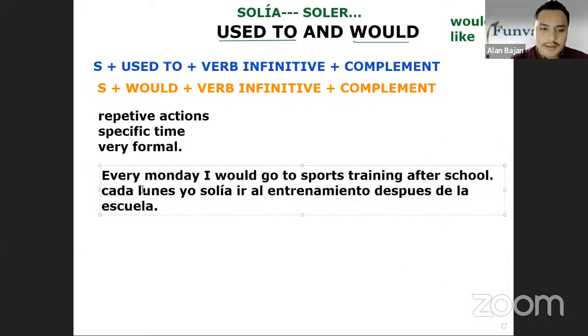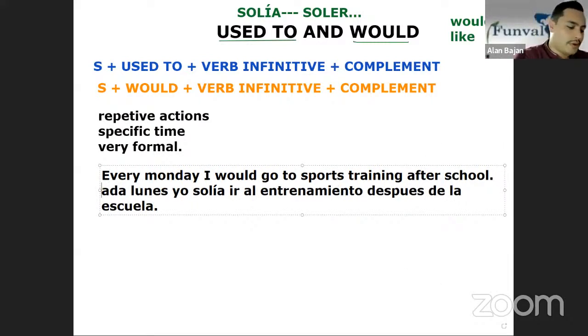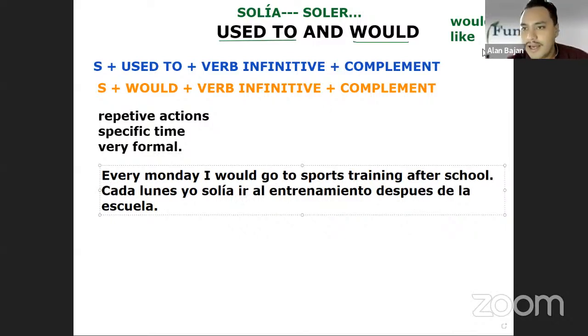That's the meaning. Absolutely the same. But as you can see, I am very specific with every moment when the action happened. When the action happened, every Monday. It's a repetitive action. Every Monday. A specific time after school.